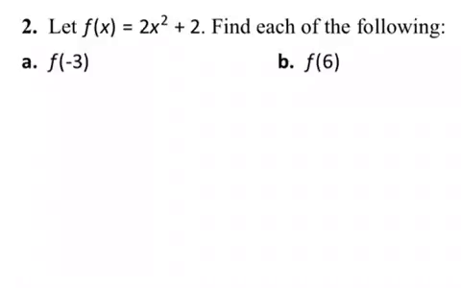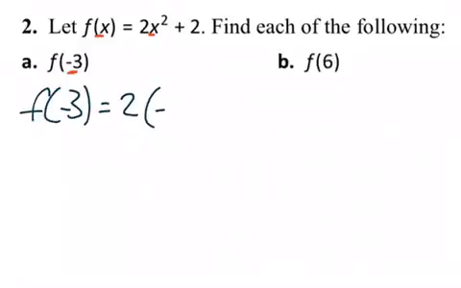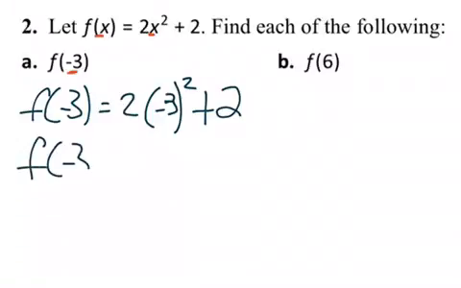squared plus 2. So I'm going to put this negative 3 everywhere I see this x in the original. So f of negative 3 equals 2 times negative 3 squared plus 2. F of negative 3 equals, based off order of operations, would I multiply 2 times negative 3? Should I do negative 3 squared, or should I add?